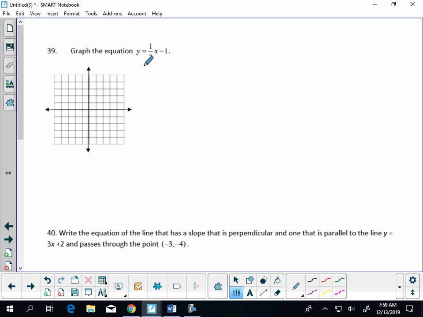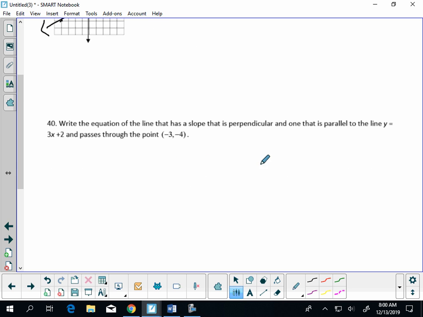All right, on this one, my y-intercept is -1, and that's where I begin. My slope is 1 over 2, so up 1, right 2. If I wanted to, I could go down 1, left 2. Draw my line through those points, and I'm done.